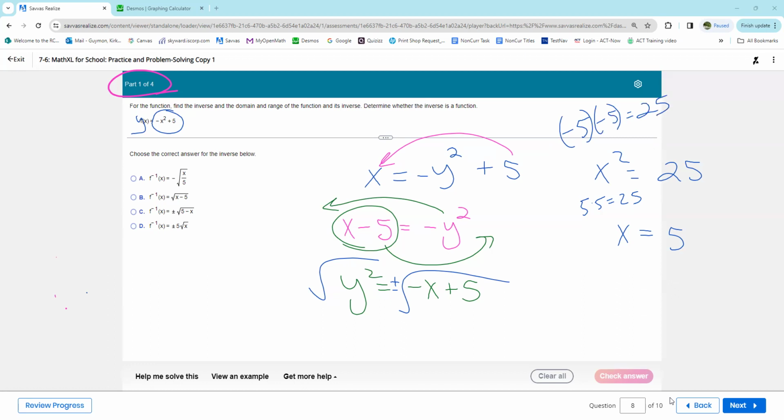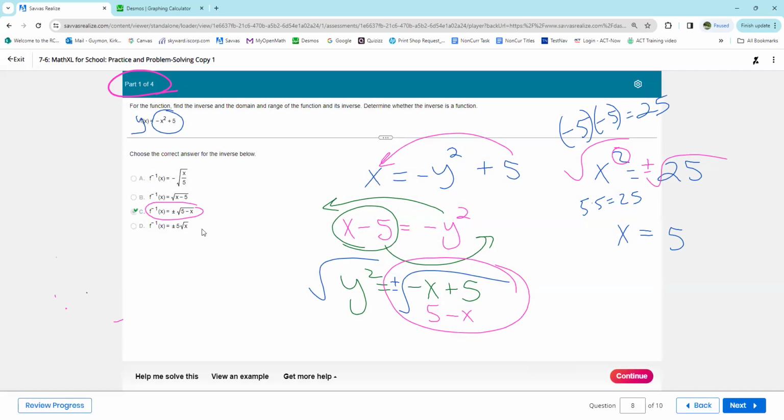That's also 25. So when you square root both sides of a problem that is in that format, you are going to get both a positive and negative answer, because the positive of that number and the negative, when you square it, are going to come up to the same thing. So down here, we're looking for the positive and the negative of the square root of negative x plus 5, which is the same as, if we rearrange these, the 5 and the negative x. So this one right there would match that. So let's see what Savas has to say about that.